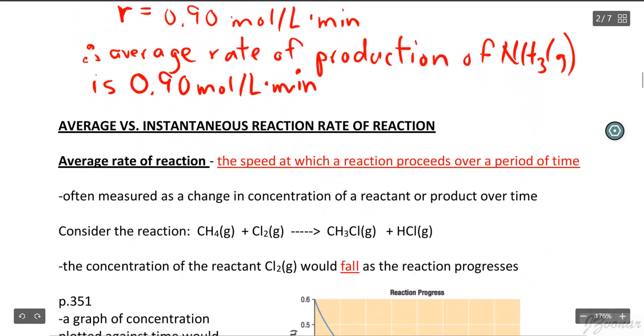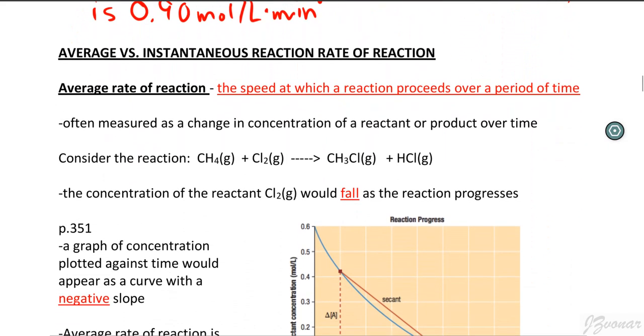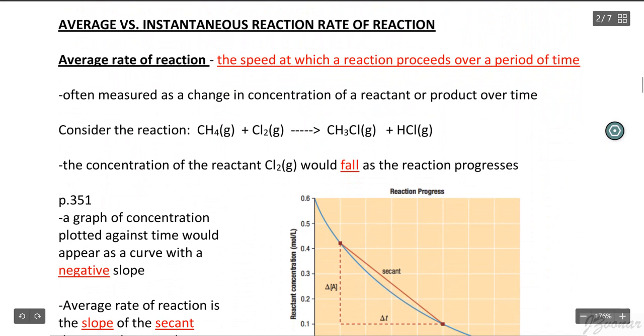Okay, so now we need to do a quick little review of the difference between average versus instantaneous reaction rates within a reaction. We know that the average rate of reaction is the speed at which a reaction proceeds over a period of time. We're usually going to measure this with respect to either a reactant or a product within a particular reaction over a given period of time.